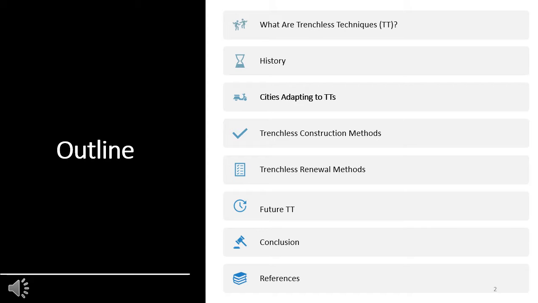The outline for this presentation consists of the following. We are going to talk about what are Trenchless techniques, history of this technology, cities adapting to Trenchless techniques, Trenchless construction methods, Trenchless renewal methods, the future of this technology, and conclusion, along with references.